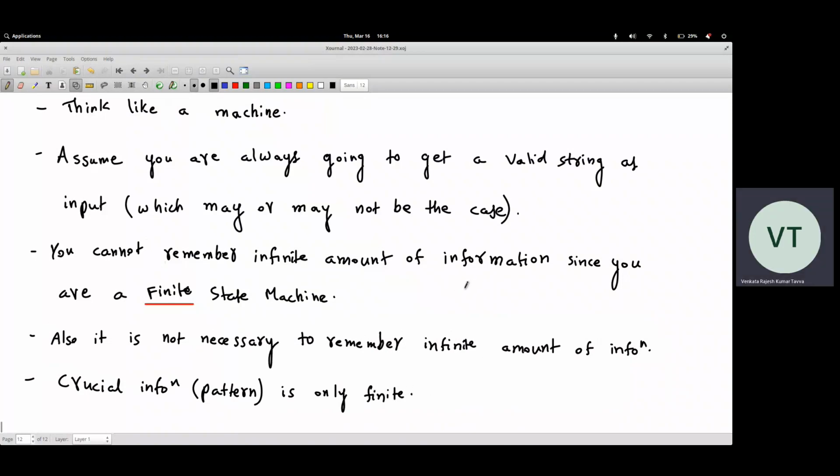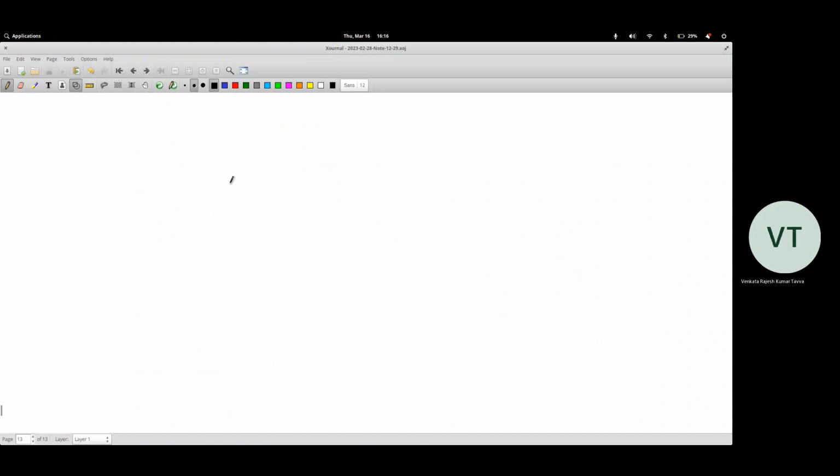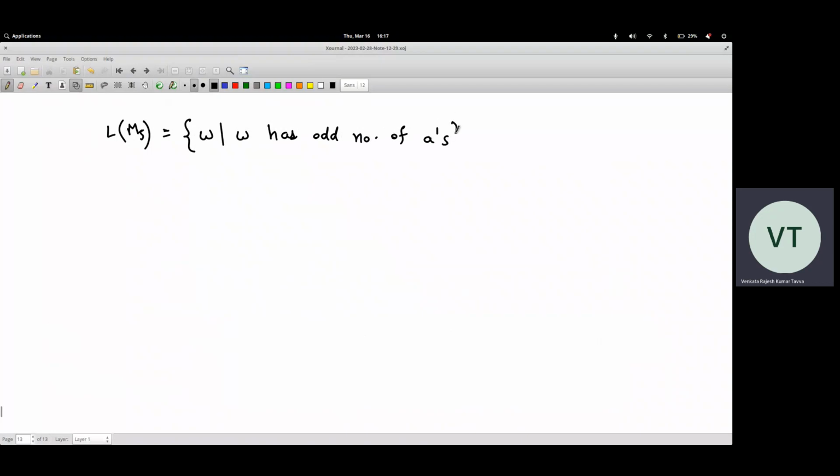All right. Now, given this entire monologue on what a pattern is, now you try the next example. Build a machine which accepts a language where each string has odd number of A's. The alphabet set is still A, B.